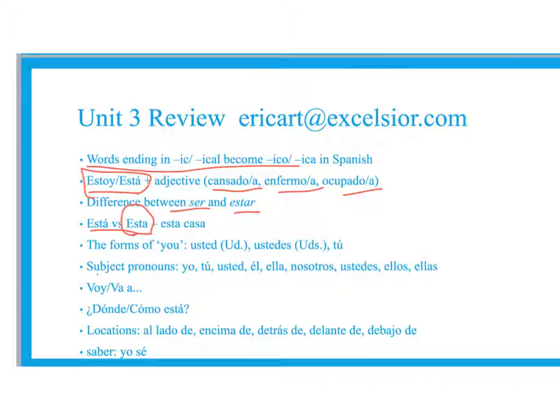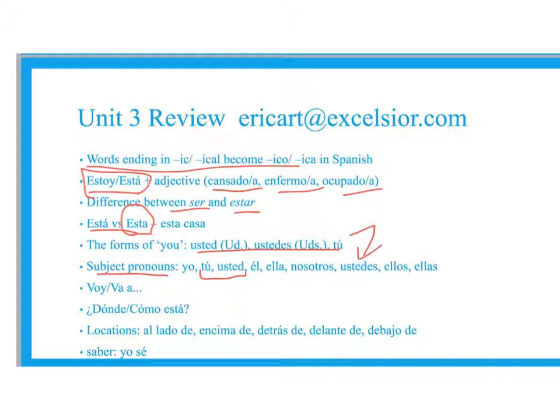Okay, subject pronouns. So speaking of what we were just saying with you, usted, ustedes, and tú, you will see these in the pronouns as well, because they are pronouns. Yo is the first person singular, it means I. Tú is second person singular, it means you. And usted is also second person singular, and it means you. So those two go together, second person singular, formal and informal. Él and ella are the third person singular pronouns, he and she.